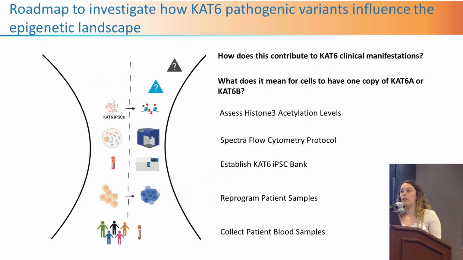So I just wanted to wrap up by giving a quick summary of everything that I talked about. In the first half, I talked about collecting the patient blood samples, reprogramming them, and establishing the iPSC bank. And then for the research portion, I talked about the spectroflow cytometry protocol that we developed, how we've been able to assess the histone 3 acetylation levels. And then going forward, we want to look at what does that mean for different types of cells to only have one copy of KAT6A or KAT6B, with then the ultimate goal of understanding how this contributes to the KAT6 clinical manifestations. And I am happy to take any questions that you may have.